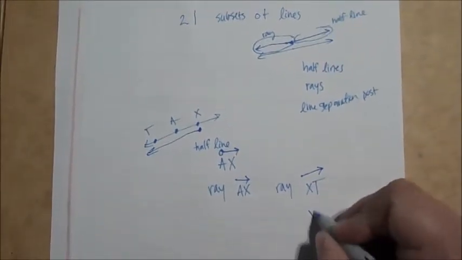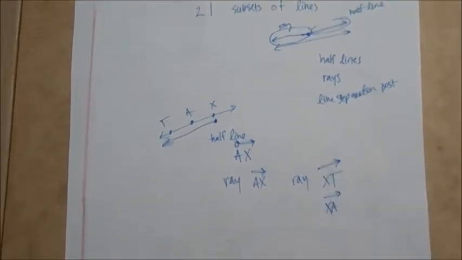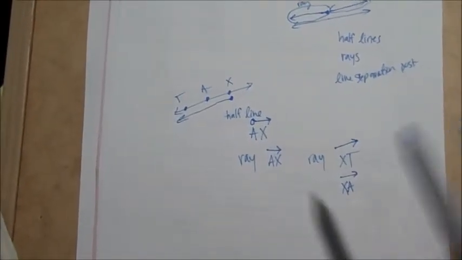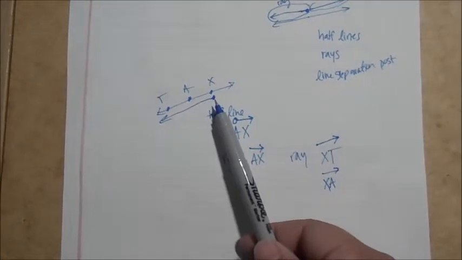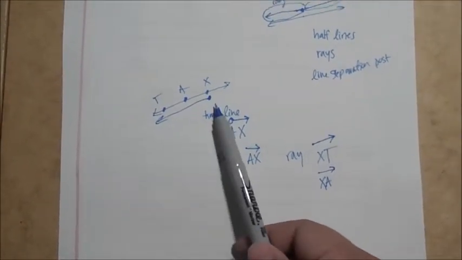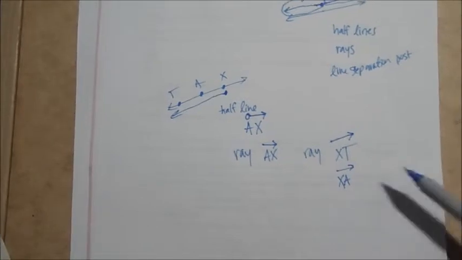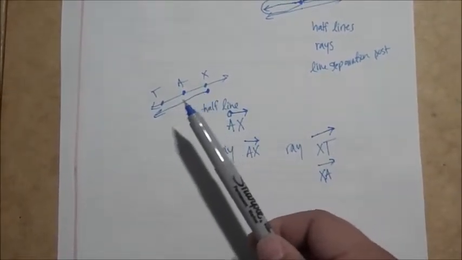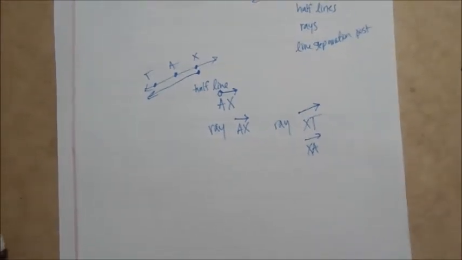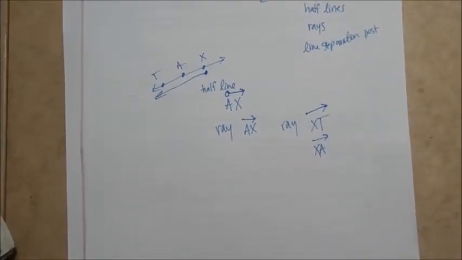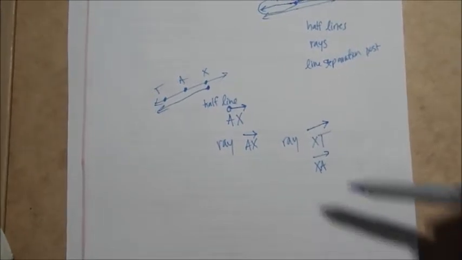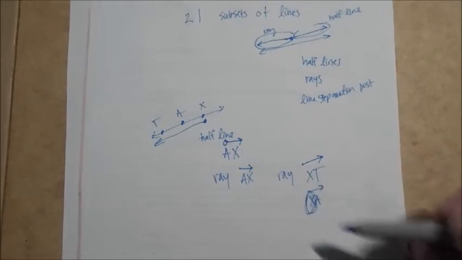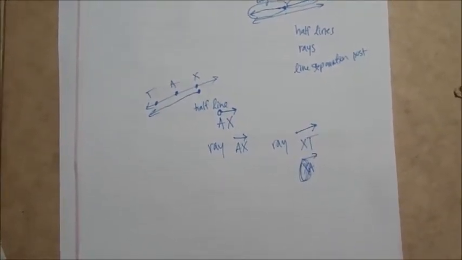Something else you should know is that XA, if you were going to use this picture right here, would be the same exact ray, because it starts at X, it includes X, and it goes in the direction of A, which also happens to be the direction of T. So these two are the same exact ray because they go infinitely in one direction. So you can name rays more than one way. The thing you want to note is that you always want to have your starting point as your first letter. After that, it's just a directional point.